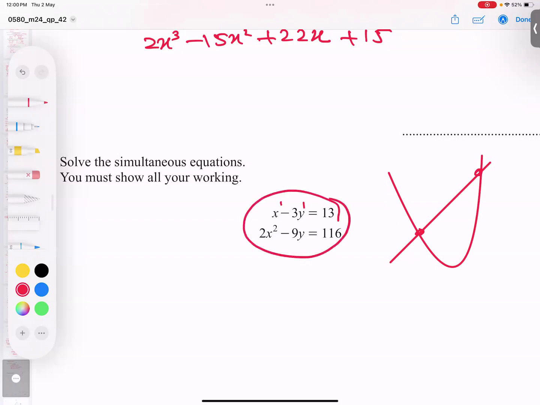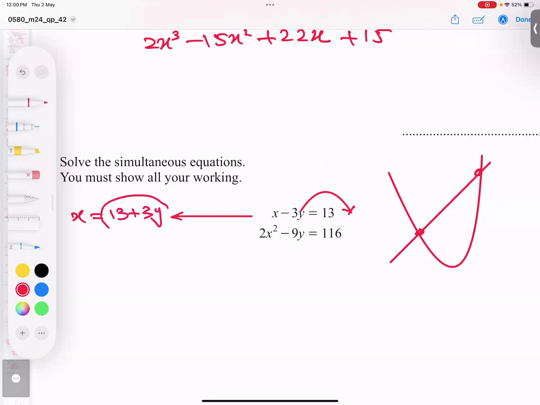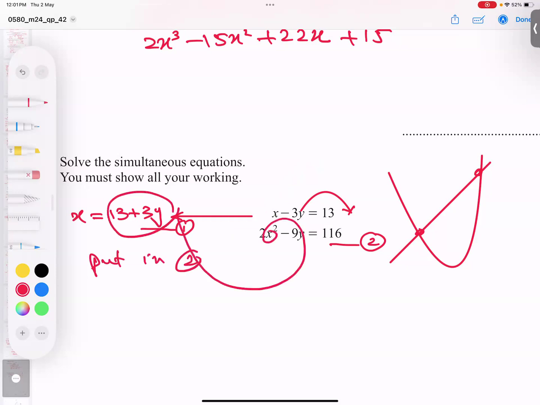I will solve them. I have many choices, but even a good choice is what? If I make y the subject, this 3 will disturb us. But if I make x the subject, it is easier. So I will bring this value here. So this equation will give me what? X is equal to 13 plus 3y. This is the x value I got from here, and I'm going to plug in. This is equation number 1, this equation number 2. And this I said put in 2. So this x value, I'm going to plug in here.